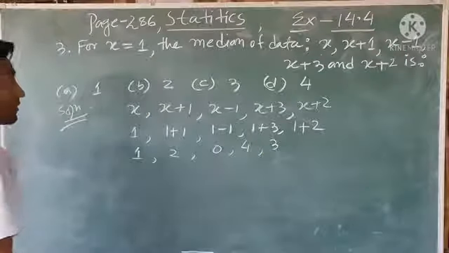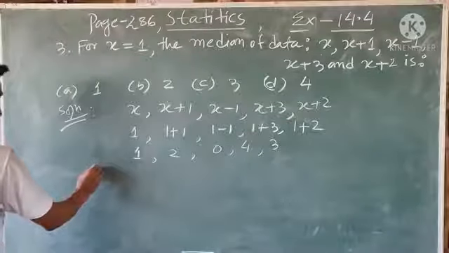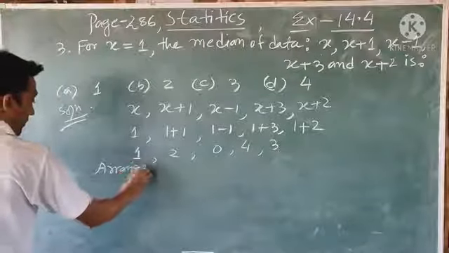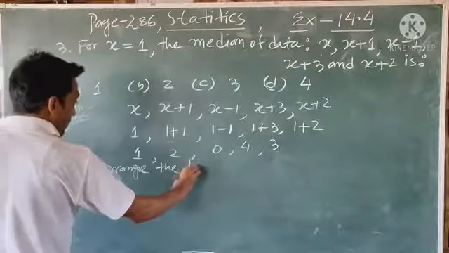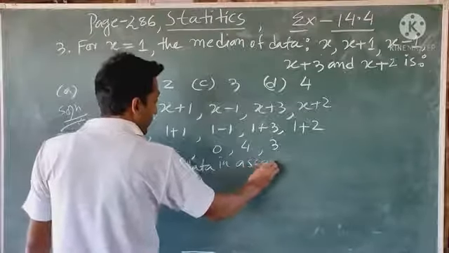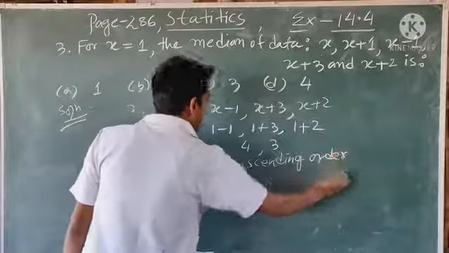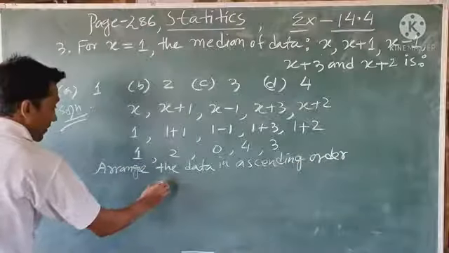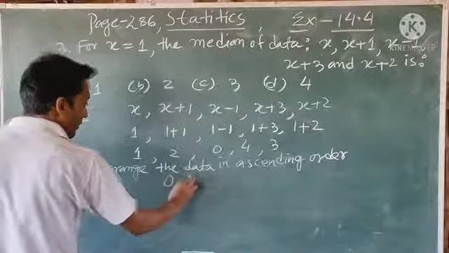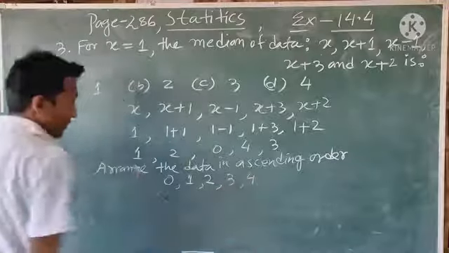Now to find the median you have to arrange the data in ascending order. Ascending order means smaller to greater: 0, 1, 2, 3, 4.